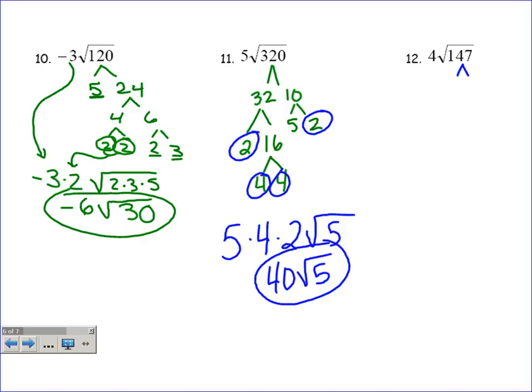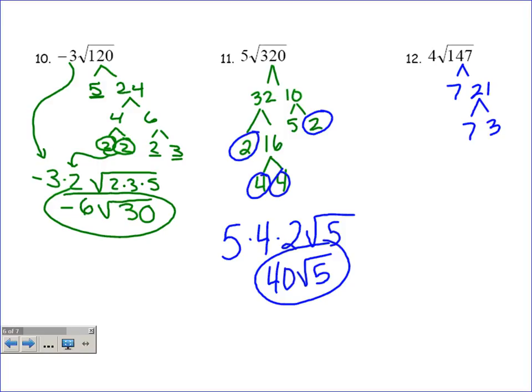Okay. Is 14 divisible by 7? Yeah. Is 7 divisible by 7? Yeah. Okay. So, what are they both divisible by? 7. So I'm going to say 7, it's going to be 21. Okay, is 21 divisible by anything? No. 7 times 3.